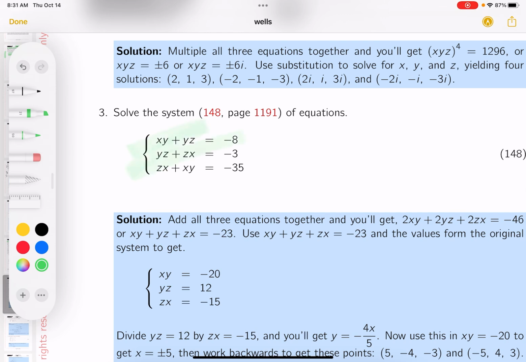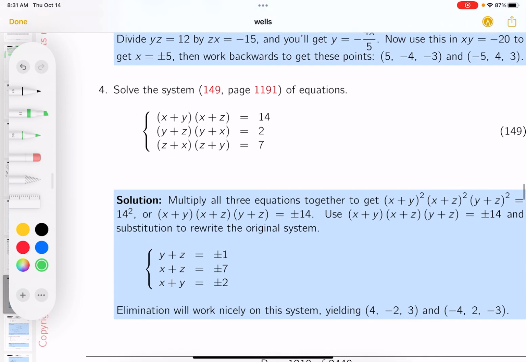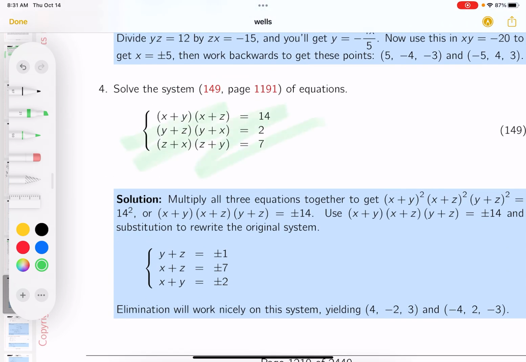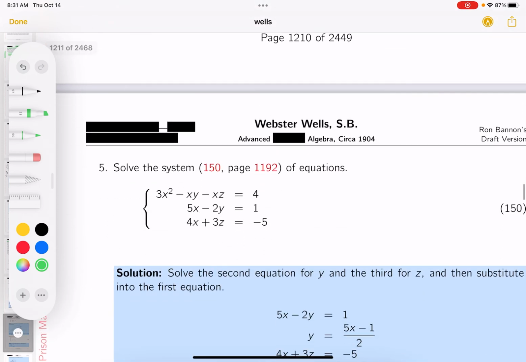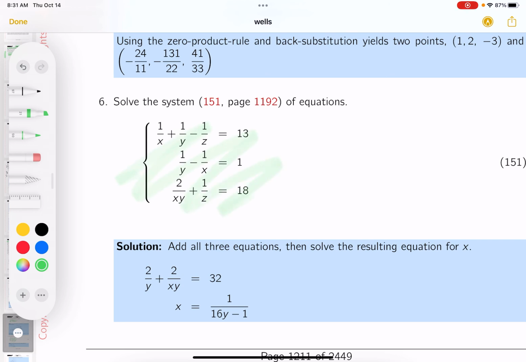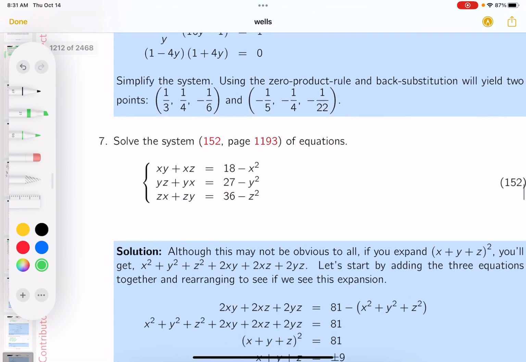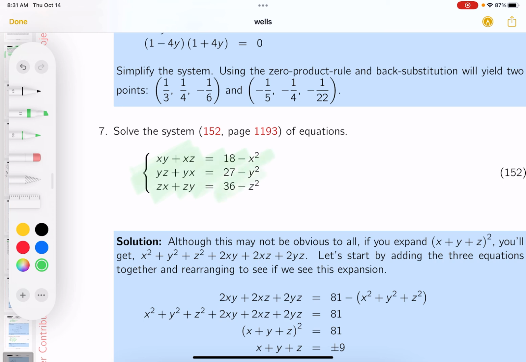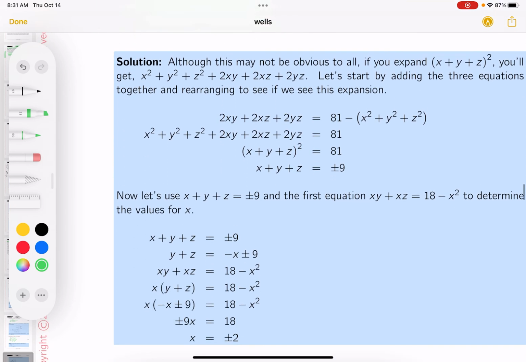This one, same story. Please try before looking at the key. By the way, even after you look at the key, you still may be confused. You may say, I don't like what you're doing. You want to try something different, right?